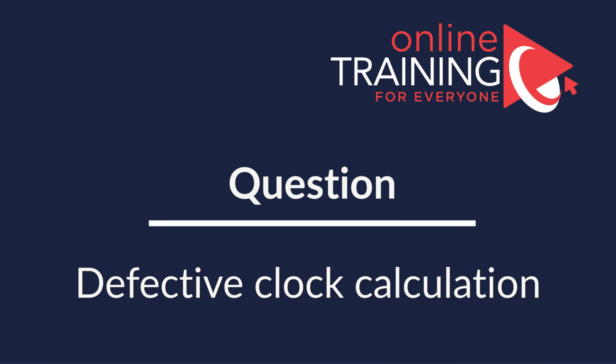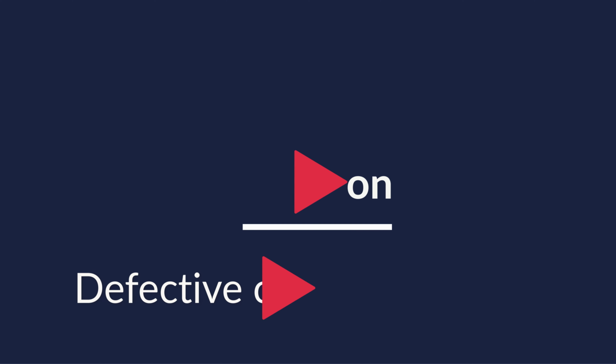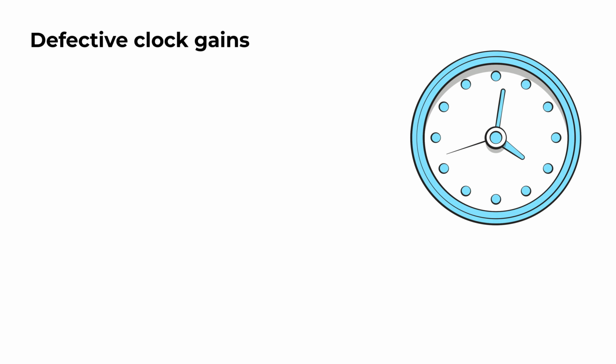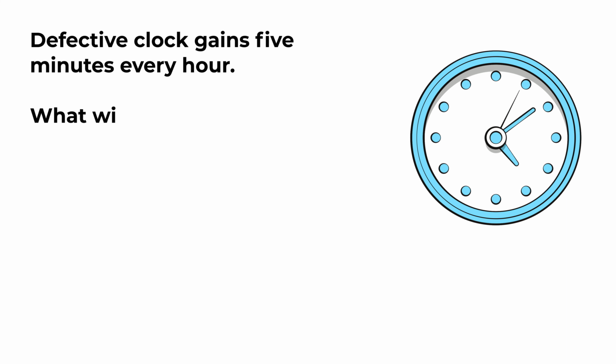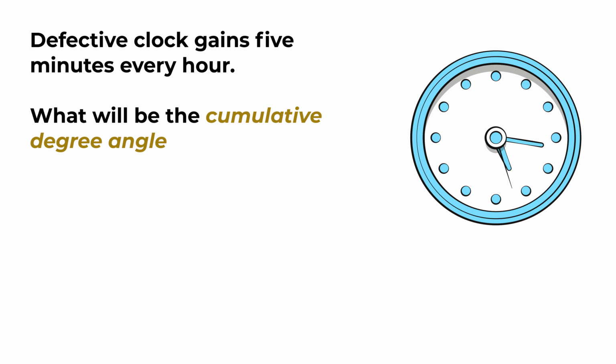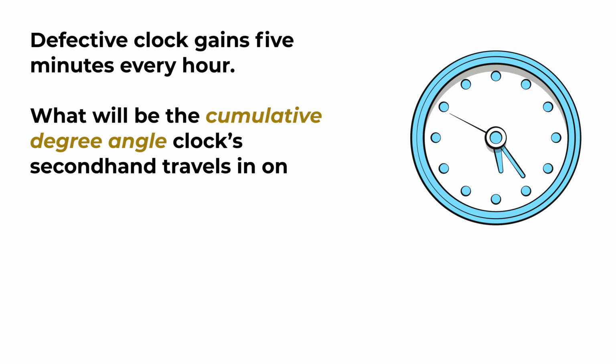Here's an interesting question, which may not be as easy as it looks. A defective clock gains 5 minutes every hour. What will be the cumulative degree angle the clock's second-hand travels in 1 hour? You're presented with 4 different choices.